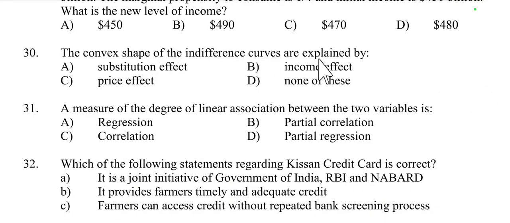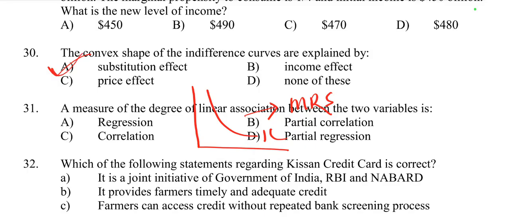Then question number 30. The convex shape of the indifference curve is explained by substitution effect, income effect, price effect, or none of these. The convex shape of the indifference curve represents the MRS, the marginal rate of substitution. It is explained by the concept of diminishing marginal rate of substitution. As we move along an indifference curve, the rate at which a consumer is willing to trade one good for another decreases, which results in the curve being convex to the origin. So this is called the substitution effect.